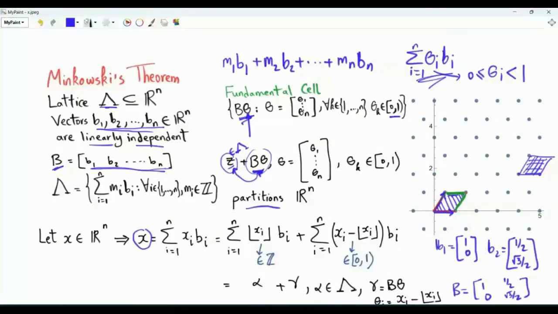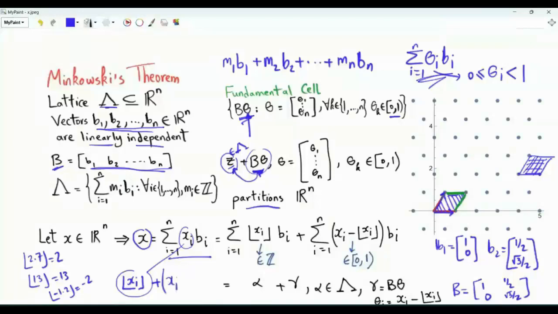Now, those n vectors are linearly independent, so they can act as a basis for Rn. I can take vector x and write it as a linear combination of those n vectors. But those xi's will be real numbers. Now I can take each xi and write it as the floor of xi. The floor of xi is the greatest integer that is less than or equal to xi. So the floor of 2.7 is equal to 2. The floor of 13 is equal to 13. The floor of minus 1.2 is equal to minus 2, and so forth.